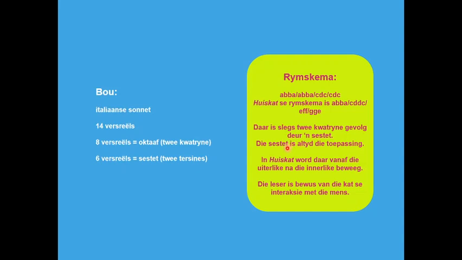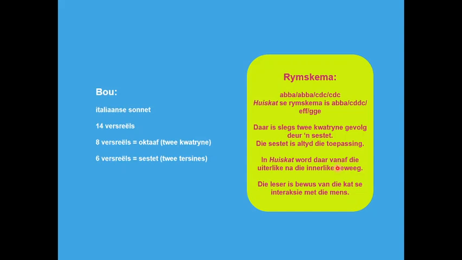What they mean by that is, in the octave, we usually have information about the topic on which we are discussing, in this case, which is the house cat, so it describes to us the house cat. Then in the sestet, the second part, we have more of a description of the cat's behavior rather than just looking at what the cat looks like. Okay, so that's what they mean by toepassing, the application.